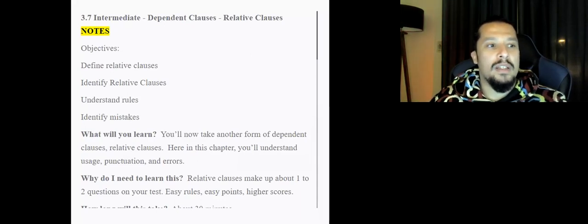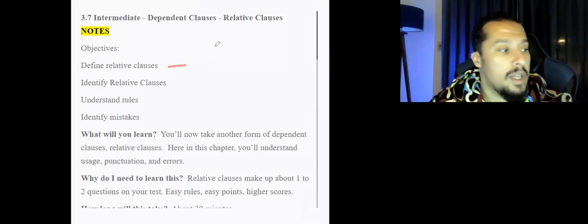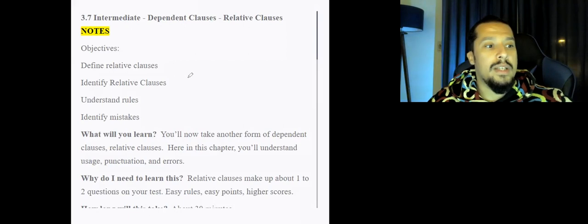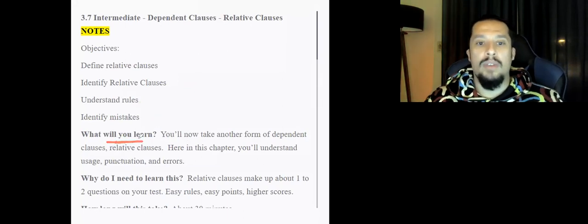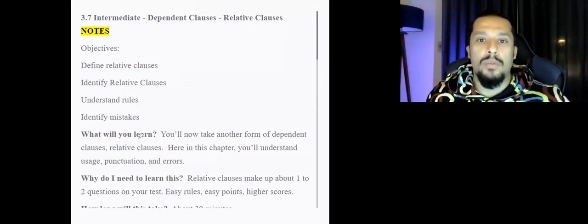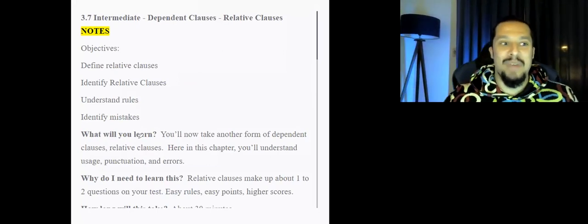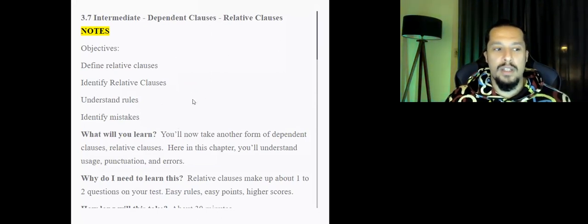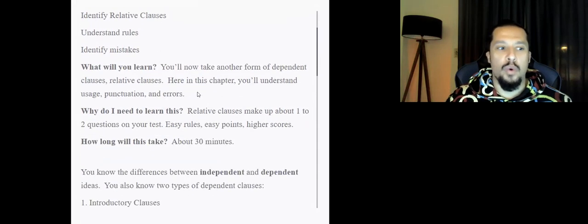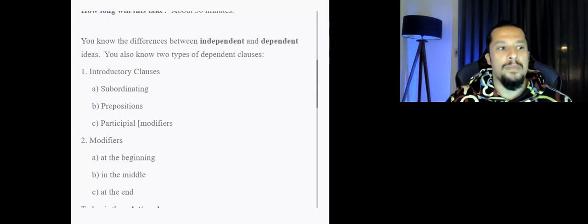So what are our objectives today? Number one, we want to define a relative clause. What does relative clause mean? We want to identify a relative clause, understand the rules, and identify any mistakes. Why are we learning this? It comes up in the exam. Many students don't know the rules for the relative clause, so we actually need to learn them, right? Why do you need to learn this? Again, if you're taking the ACT, you'll have about 3 or 4 questions in more modern tests. Okay, so let's actually begin here.